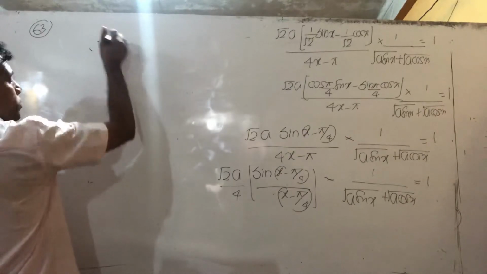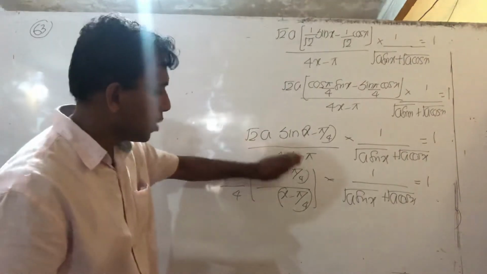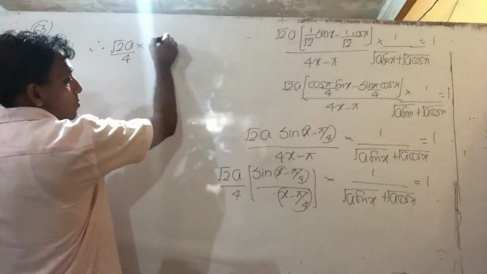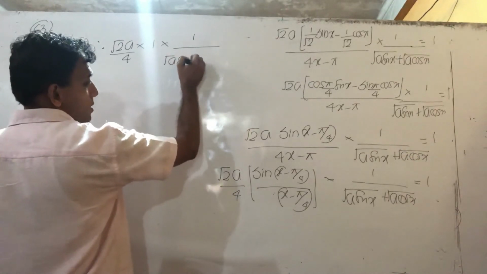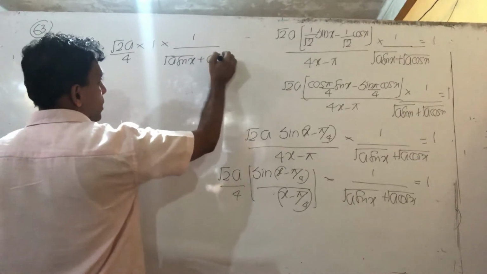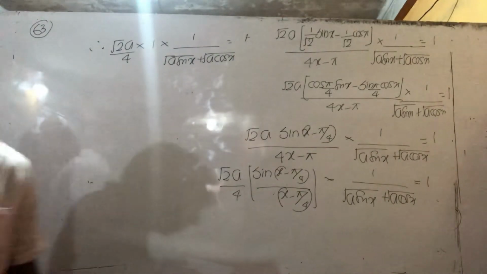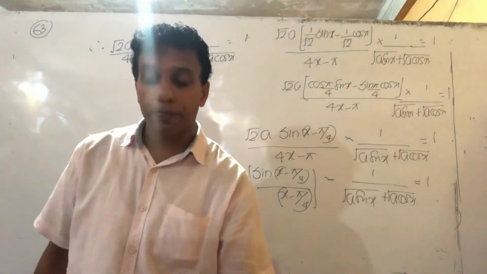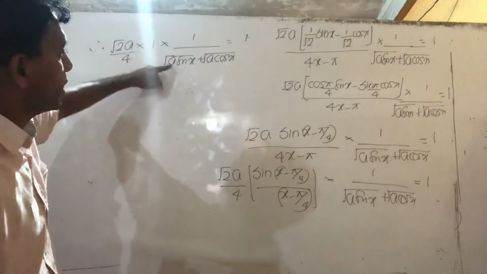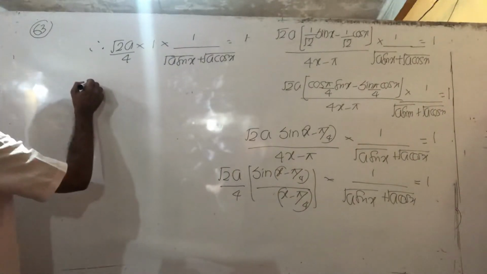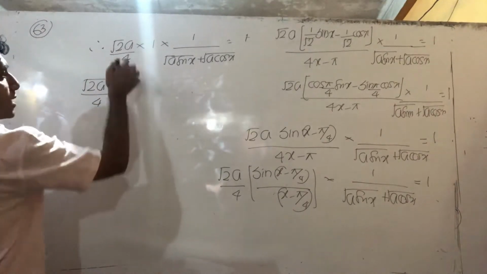So therefore square root 2a over 4 into what? Sin theta over theta is 1, over 1 over square root a sin x plus square root a cos x, equal to 1. The limit is given, x tends to pi by 4, right? X approaches pi by 4, you can get these answers. See here, root a, take the root a out and cut it here. So can I say there is 2a completely within root? Then take the root a common and cut this with this a, right?